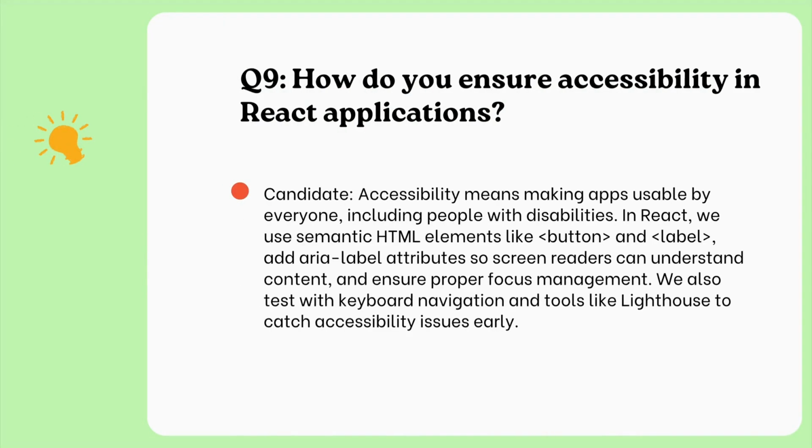That is precisely right. How do you ensure accessibility in React applications? Accessibility means making apps usable by everyone, including people with disabilities. In React, we use semantic HTML elements like button and label, add aria-label attributes so screen readers can understand content, and ensure proper focus management. We also test with keyboard navigation and tools like Lighthouse to catch accessibility issues early. Good. You have a pretty solid understanding.